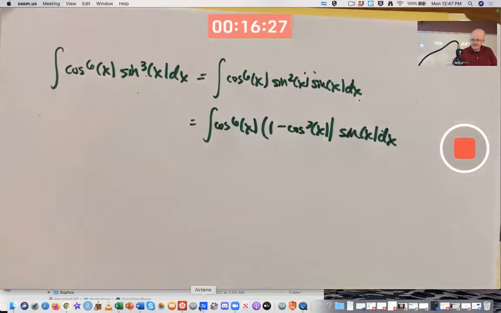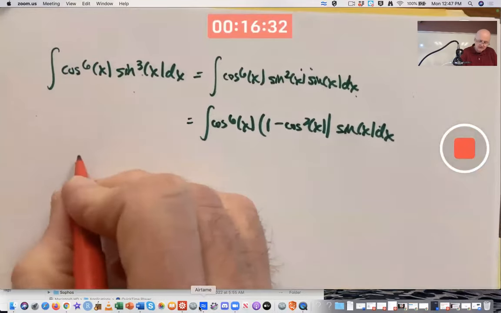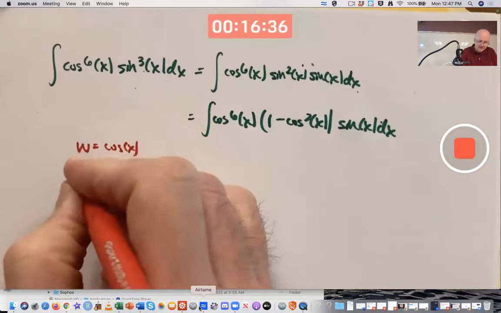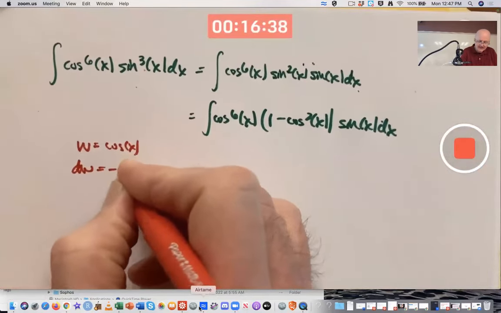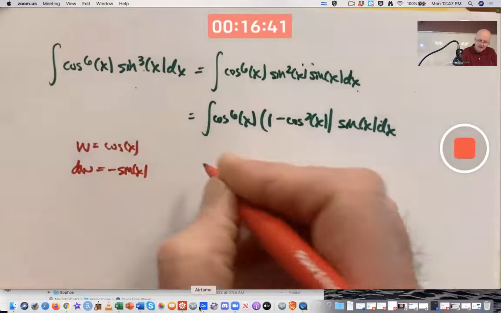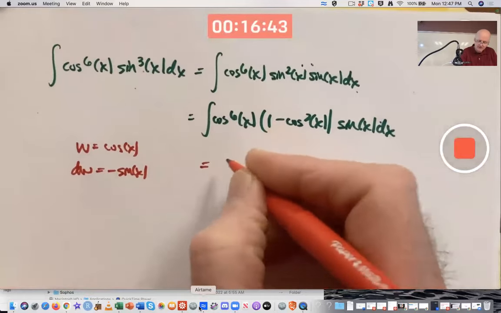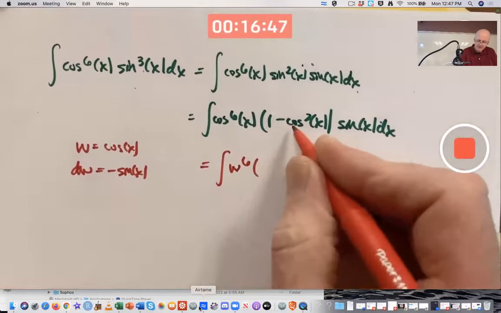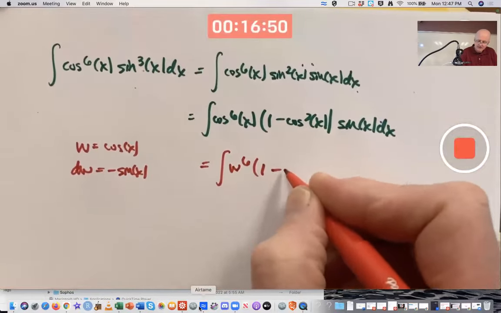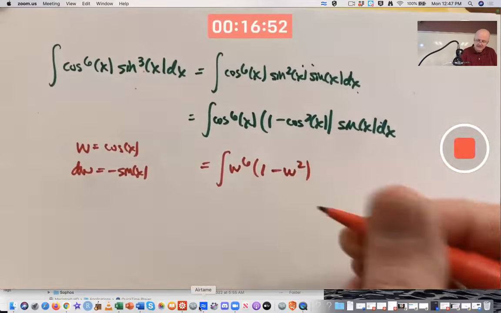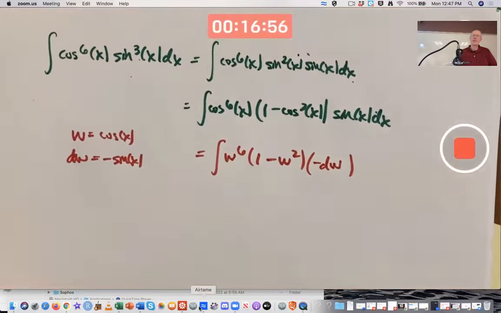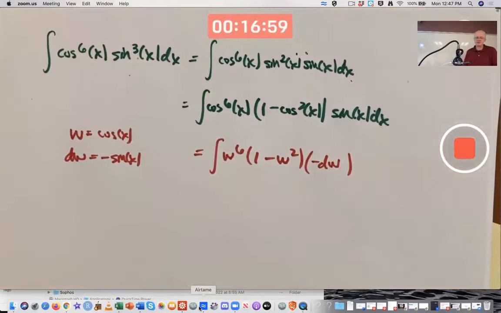Now let w be cos x so that dw is negative sine x dx, and make your replacements. Replace cosine with w to get w to the 6th. Do it here as well to get, in parentheses, 1 minus w squared, and replace sine x dx with negative dw. And that's a relatively easy integral to do.